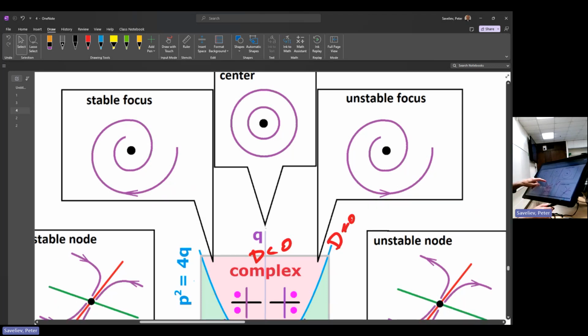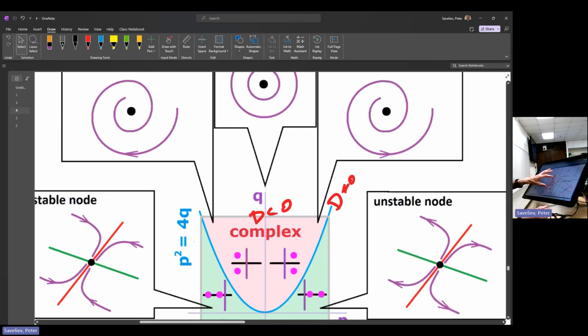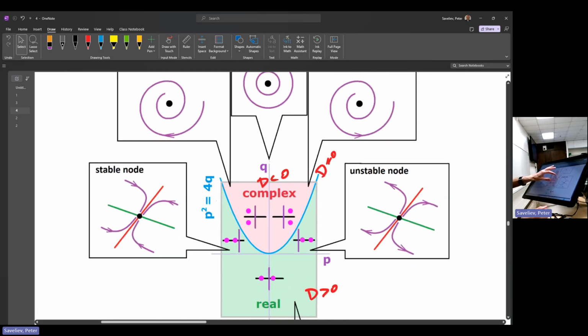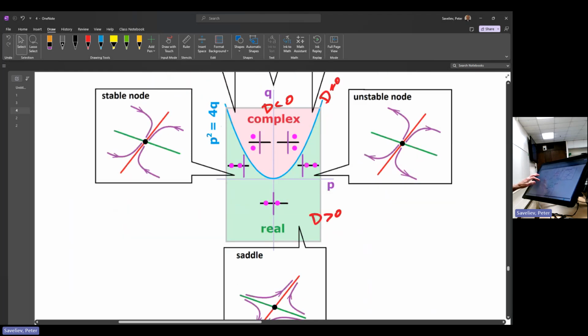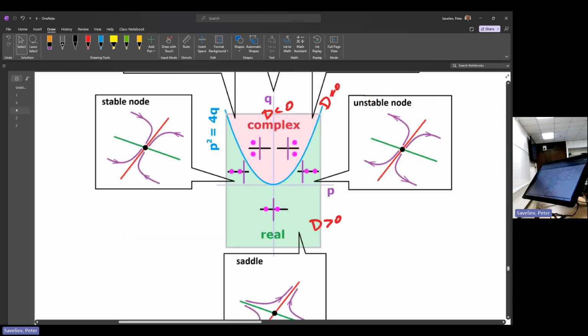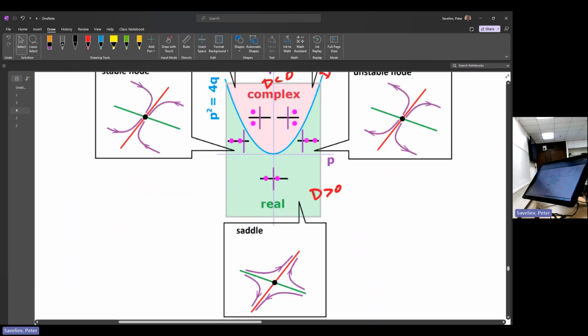Okay, and then the cases that we have considered previously, when the discriminant is positive, the roots are real. In which case we have a node, either a stable node or an unstable node, when both of them are on the same side, or we have a saddle.